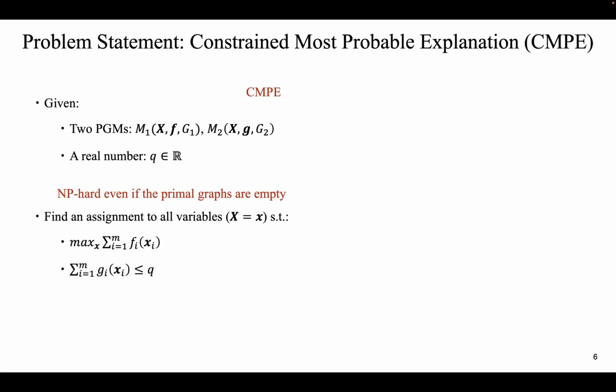However, it turns out that this CMPE task, because of this global constraint, is much harder. Even on the simplest type of tractable models, think about a tractable model that has no edges, or a model in which all variables are mutually independent of each other, the CMPE problem turns out to be NP hard.